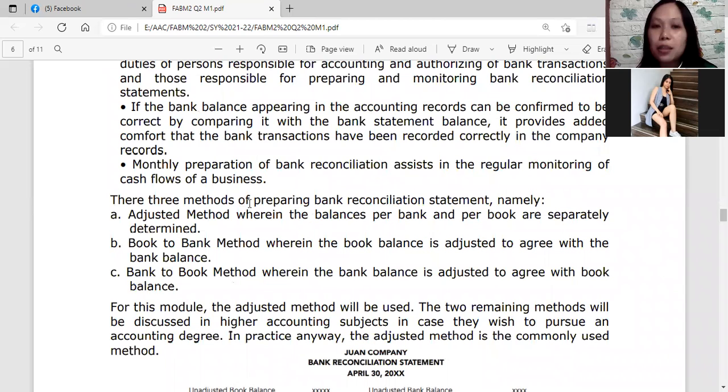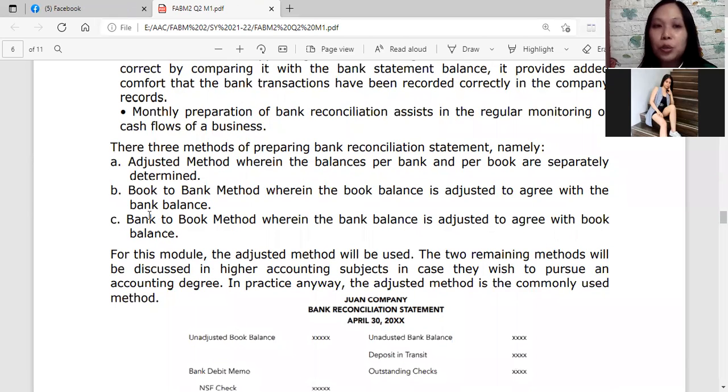Now, there are three methods in bank reconciliation. What are those? Adjusted method. This is the balance per bank and per book. Book to bank method. Bank to book method. But in this module, what we're going to do, we will do the adjusted method. Okay, adjusted method. Right?